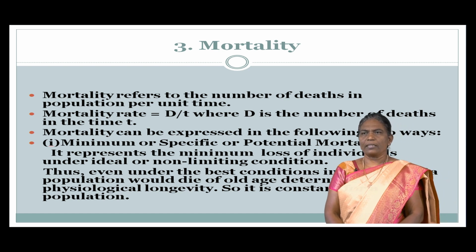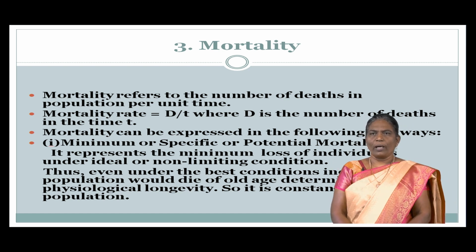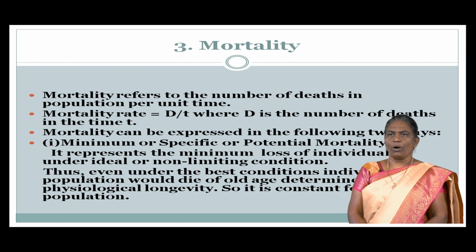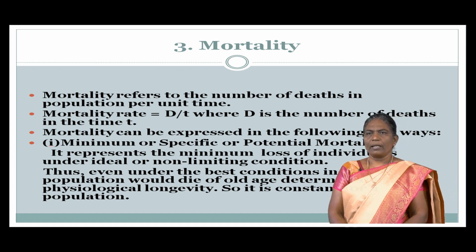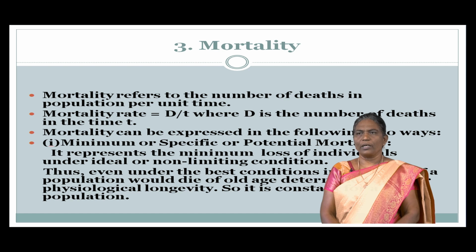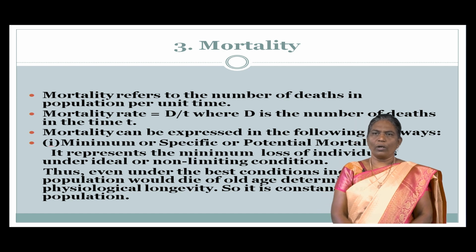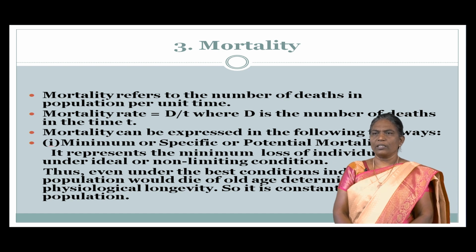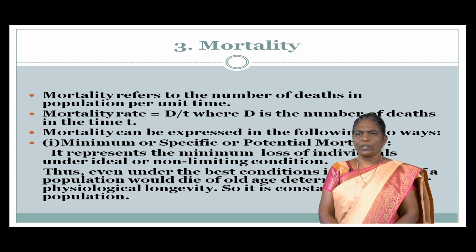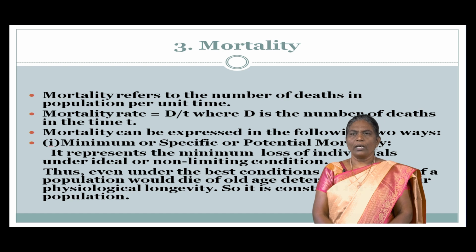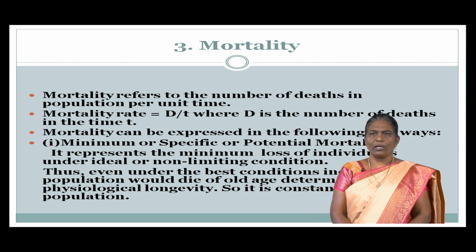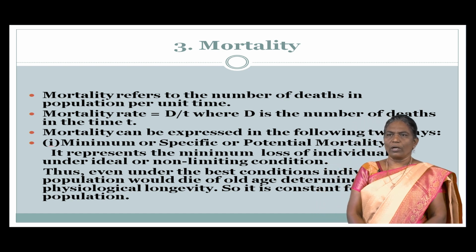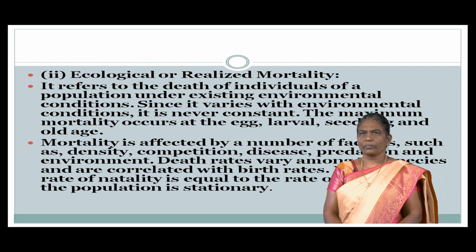Mortality can be expressed in the following two ways. Number one, minimum or specific or potential mortality. It represents the minimum loss of individuals under ideal or non-limiting conditions. Thus, even under the best conditions, individuals of a population would die of old age determined by their physiological longevity. So, it is constant for a population.